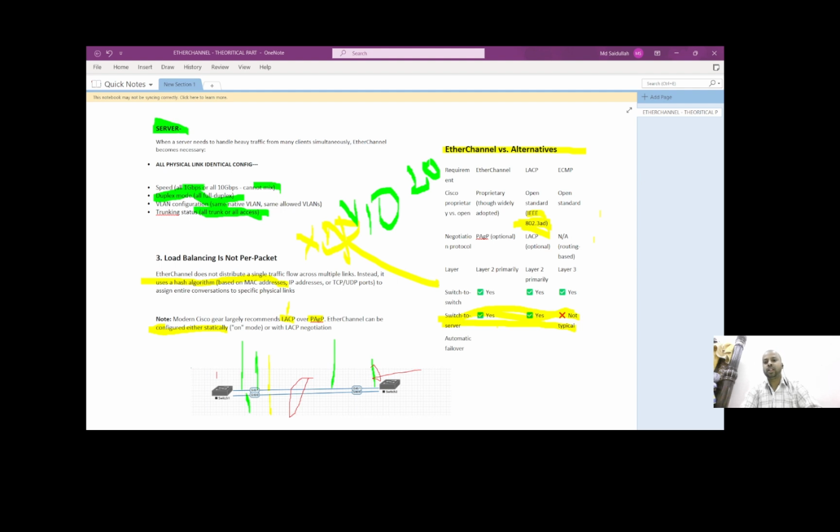Okay, switch to switch, yes, it will work. Layer 2 switch to switch. Layer 3 also, ECMP works. Switch to server also works. But ECMP switch to server does not work. Automatic failover in EtherChannel.